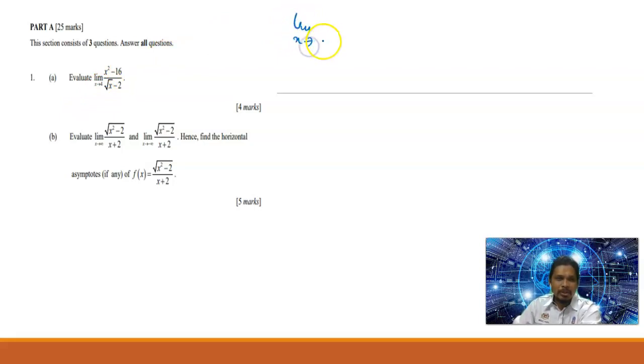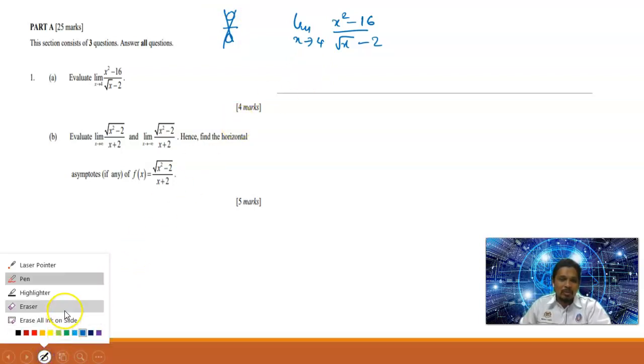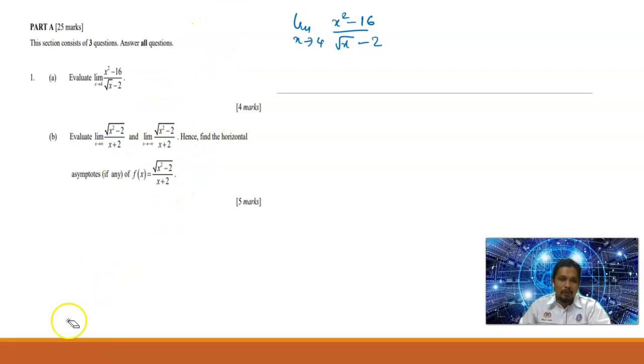Limit of x approaching 4 of x squared minus 16 divided by square root of x minus 2. Okay, so guys, girls, if I strictly substitute the value of x equal to 4 here and here, 4 squared equal to 16, so 16 minus 16 equal to 0, and square root of 4 equal to 2, then 2 minus 2 equal to 0. If it gives you 0 over 0, then the whole function is undefined. So we are trying to avoid this. Do not strictly substitute the value x equal to 4.